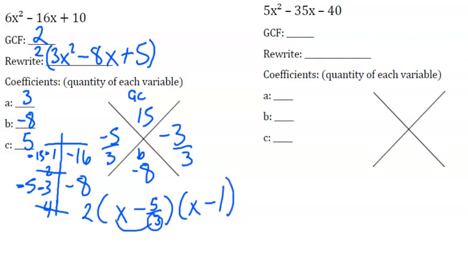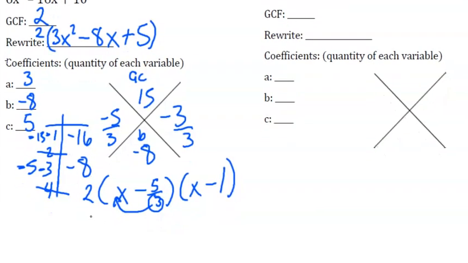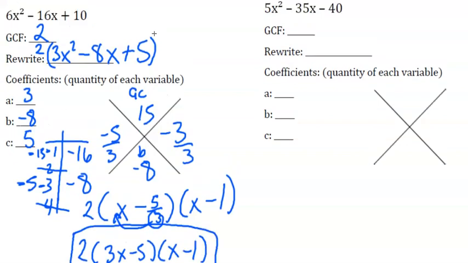Slide the 3 to the front of the x, and then write your factored form. So we have 2 parentheses 3x minus 5 times x minus 1. And this is your factored form. Let's look at the next one here.